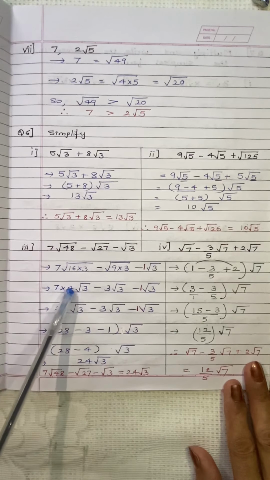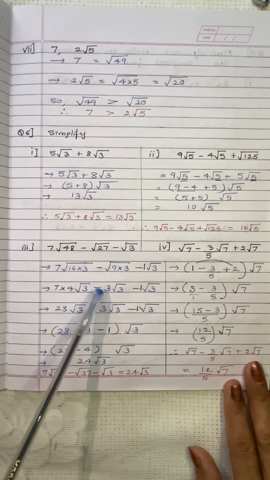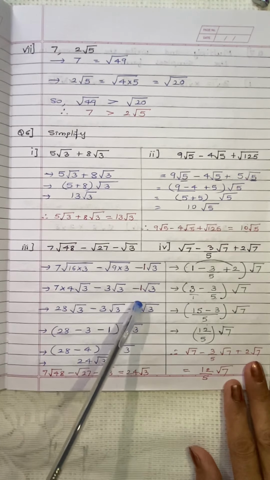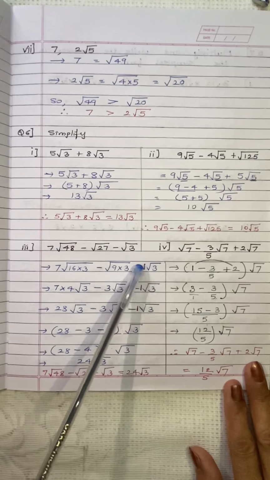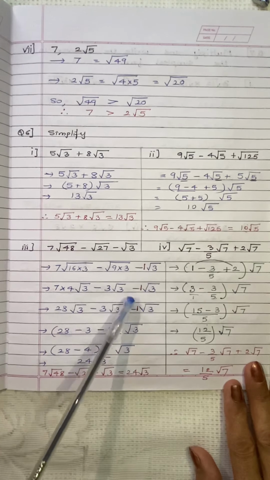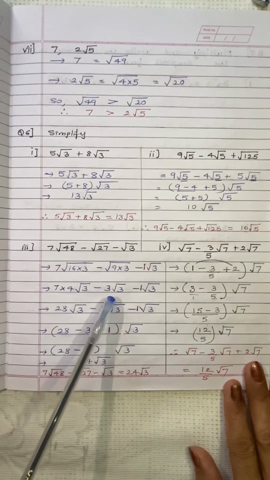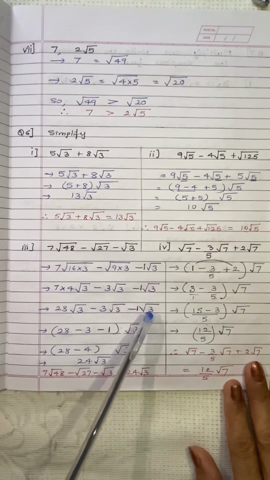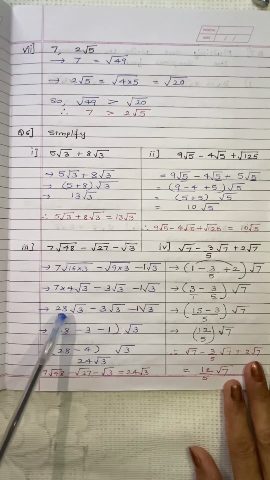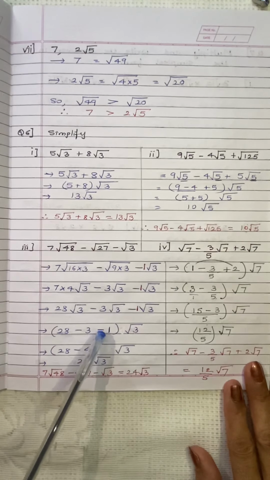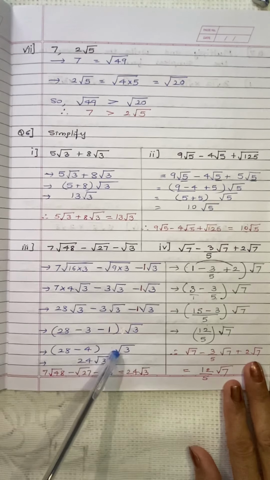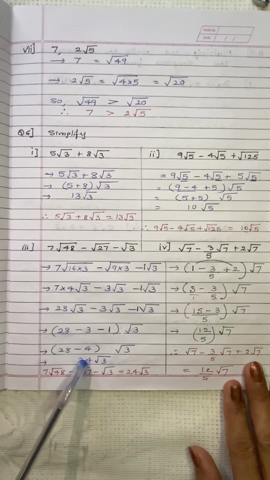So here 7 fours are 28 root 3, this is minus 3 root 3 and minus, as there is no number here before the root, so we have to consider it as 1. So minus 1 root 3. Now again we have common roots, so they are like surds, so outside the bracket, leftover terms inside the bracket, 28 minus 3 minus 1, root 3. So 28 minus 4 is 24 root 3.